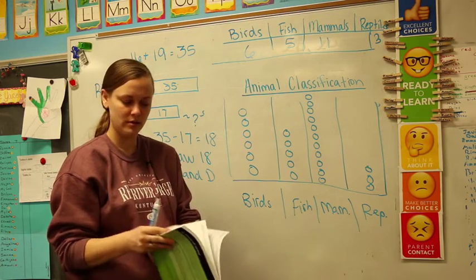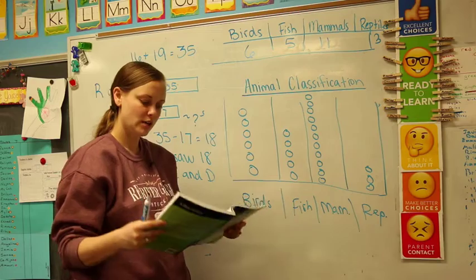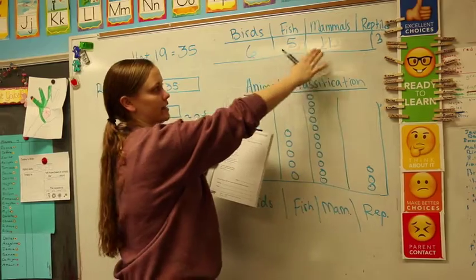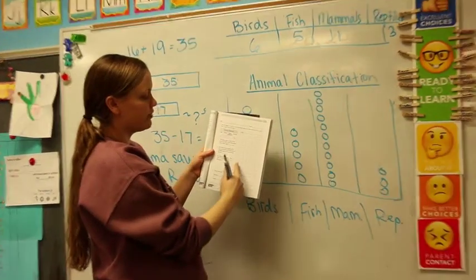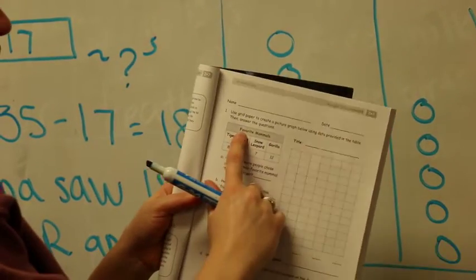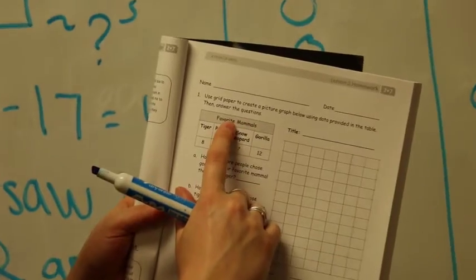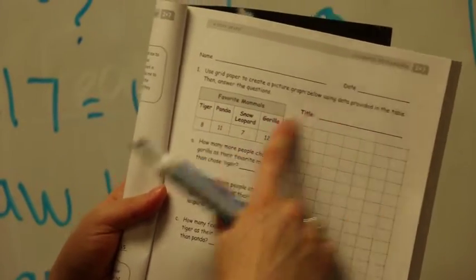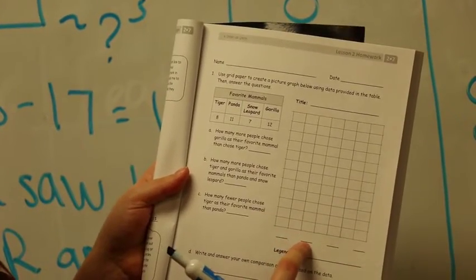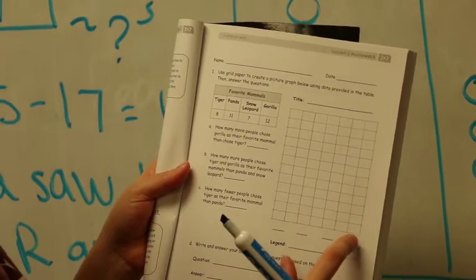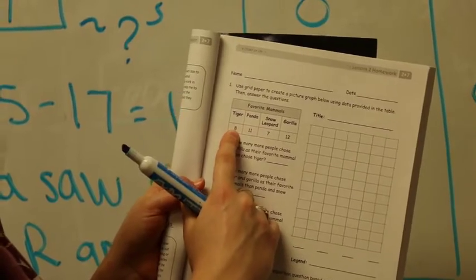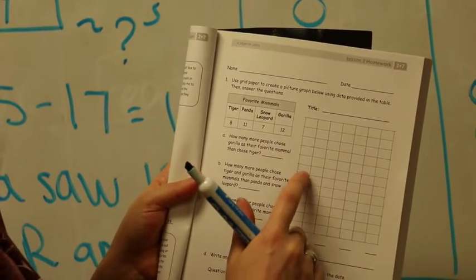Then you should be able to answer questions using your picture graph. It looks like a lot of information, but really you're going to take your chart here just like I did. It gives you this information, and then you're going to fill in circles, okay? So what do you think your title is going to be of your chart? It's the same title right here. Favorite mammals, you can put favorite mammals. Down here, these are where you're going to put your animals. So you're going to put tiger, panda, snow leopard, and gorilla. And then how many circles are you going to draw for tiger? It tells you right here, 8. 1, 2, 3, 4, 5, 6, 7, 8.